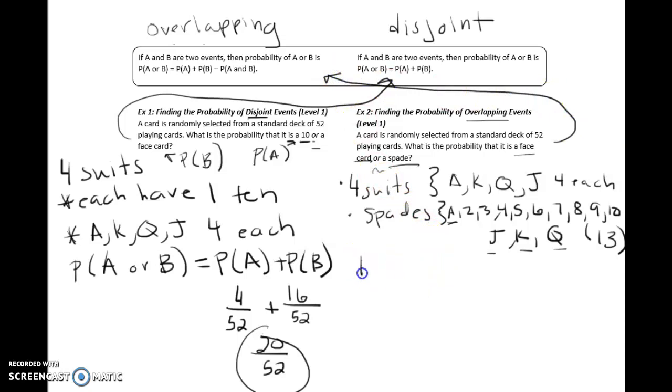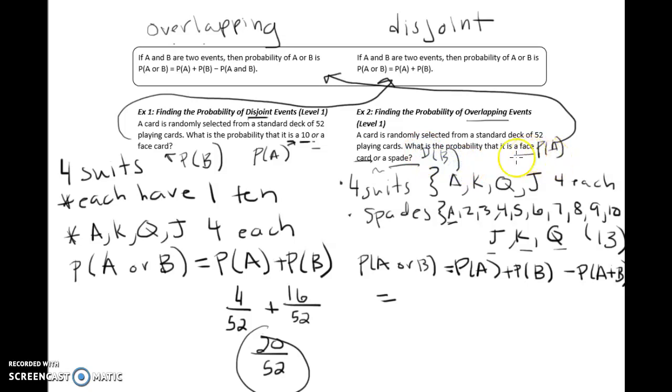So it will tell us that P of A or B is going to equal the probability of A plus the probability of B minus the probability of A and B. Okay, so again, I already labeled this, but the first one is the probability of A, the second one is the probability of B. The probability of having a face card, we already found over here, but it's these 4 things times 4 different suits, so we would have 16 over 52.